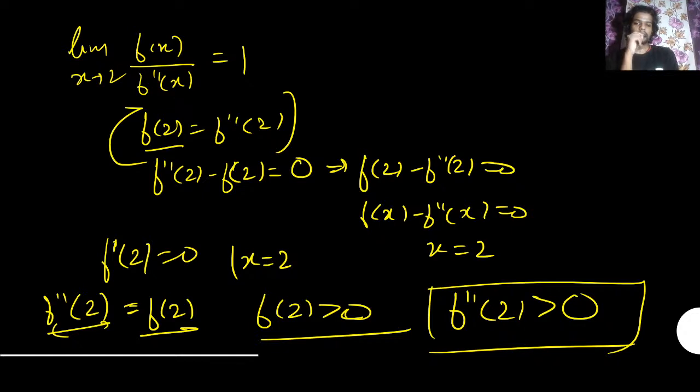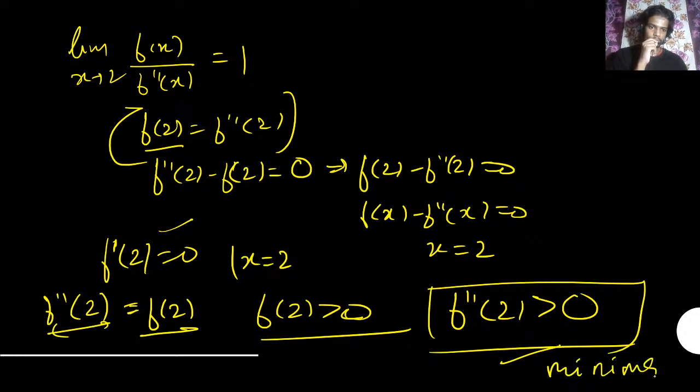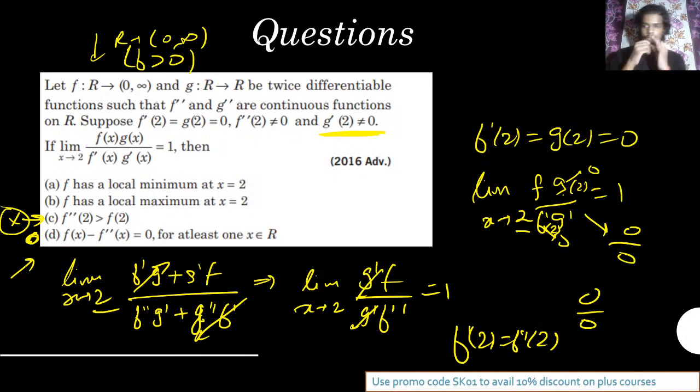I will again repeat, since the function is always positive, f(2) is always positive, which implies that f''(2) is always positive. So the first derivative is 0, the second derivative is positive. What is this? This is a minima. So I hope this was clear. The correct option is that it has a local minima at x equal to 2, and f(x) minus f''(x) has at least one root.